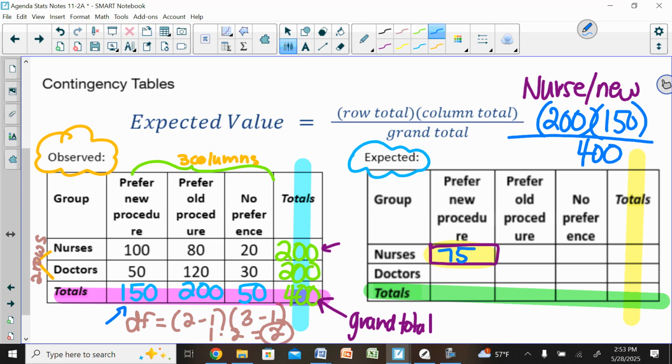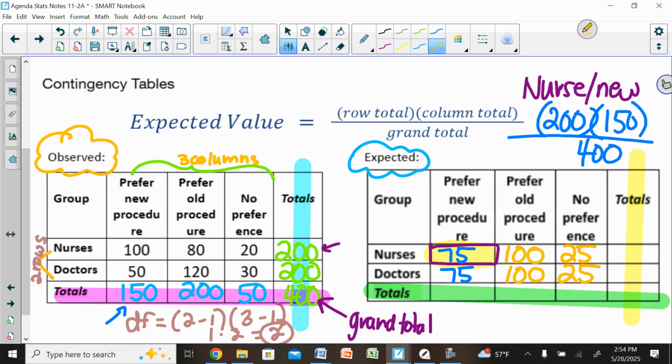I notice that because doctors and nurses are both 200, when I go to do doctors who prefer the new procedure, that's going to be the same calculation. That's still going to be 200 for the row, 150 for the column, divided by 400. So that's going to be 75. Same thing when I go to do prefer old procedure. For nurses, there's 200 times 200, divided by the grand total. I'm going to get the same value. Go through and calculate these and make sure that you get the same thing.